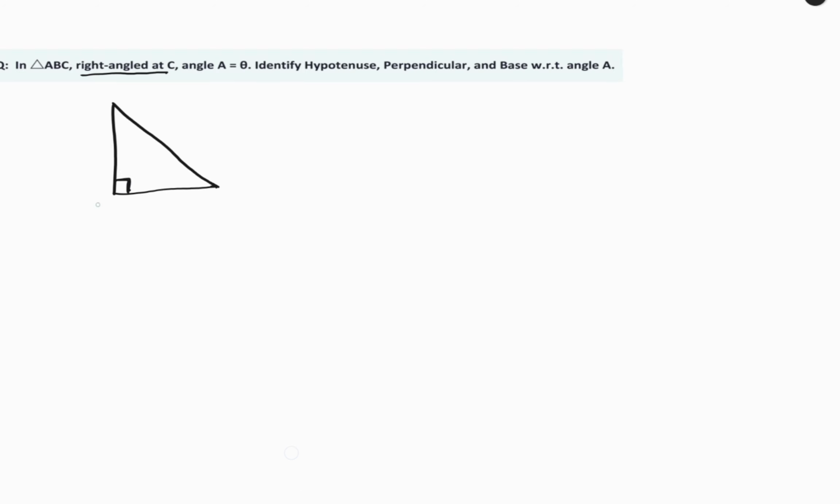C पे हमारा राइट एंगल है, we will give this point the name C. Okay, now angle A is equal to theta, so we can take anything now, ABC, like A, B and C. Okay, ABC. Now it said angle A is equal to theta, so putting theta here. Okay, putting theta here. We could also make it like this, हाँ.